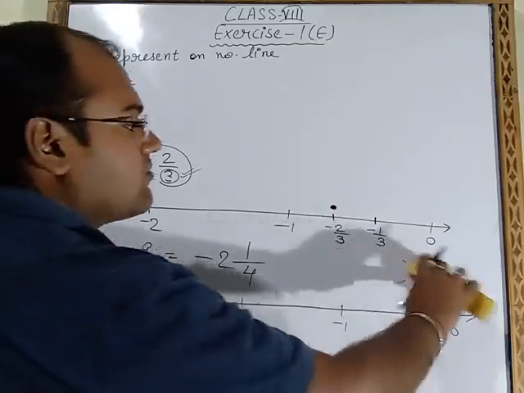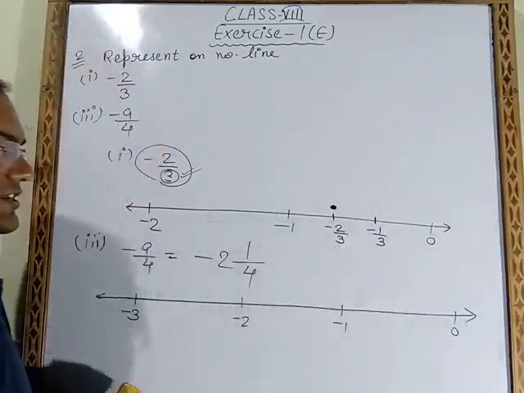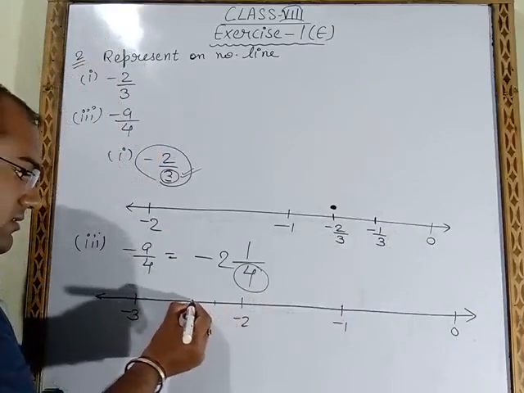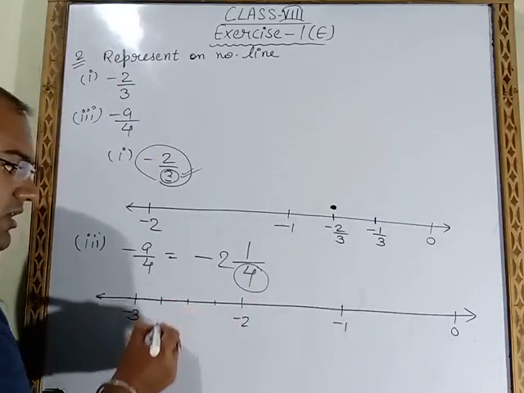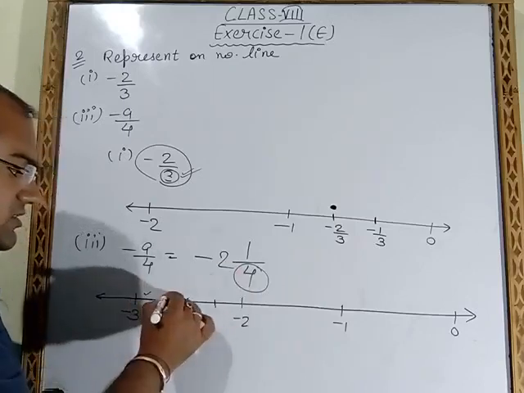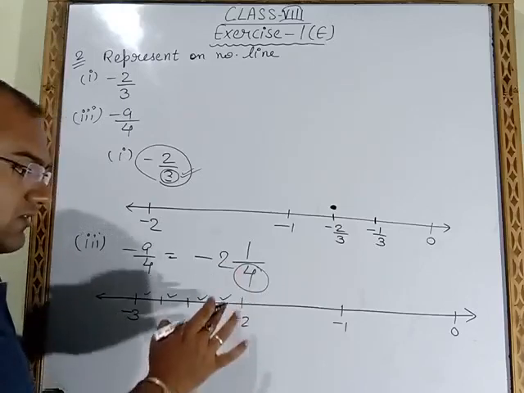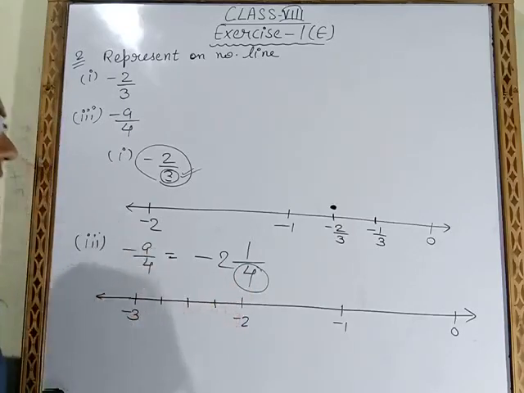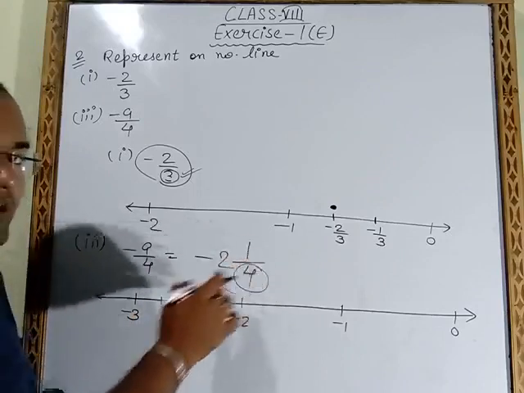So what do you have to do? Between minus 2 and minus 3, what is in the denominator? 4. We have to make 3 marks: 1, 2, 3. If we make 3 marks, we get 4 divisions: first, second, third, fourth. 4 divisions we got. Now the next step is to show minus 2 whole 1 upon 4.